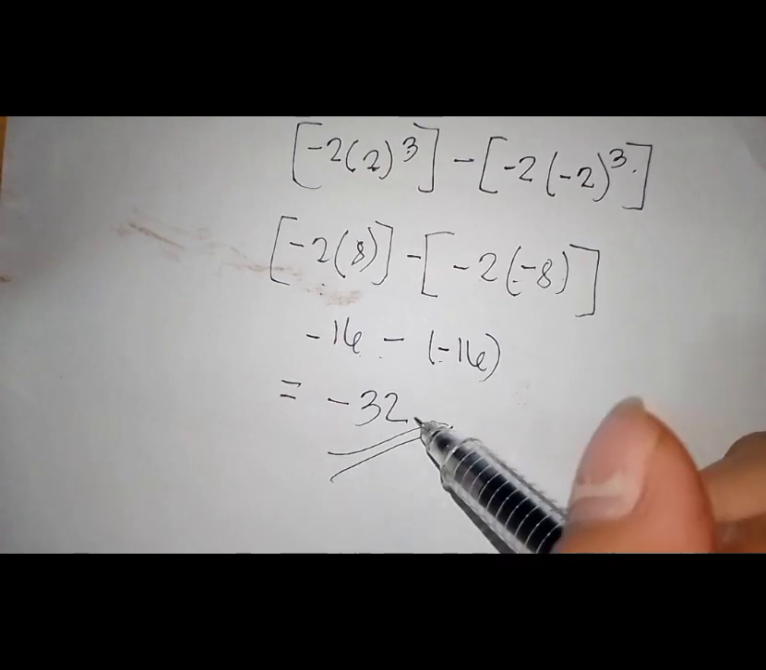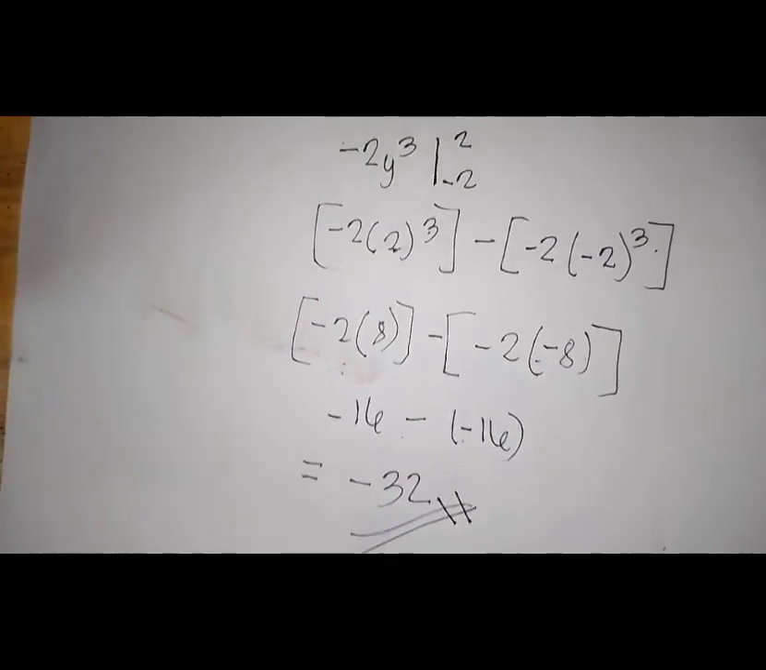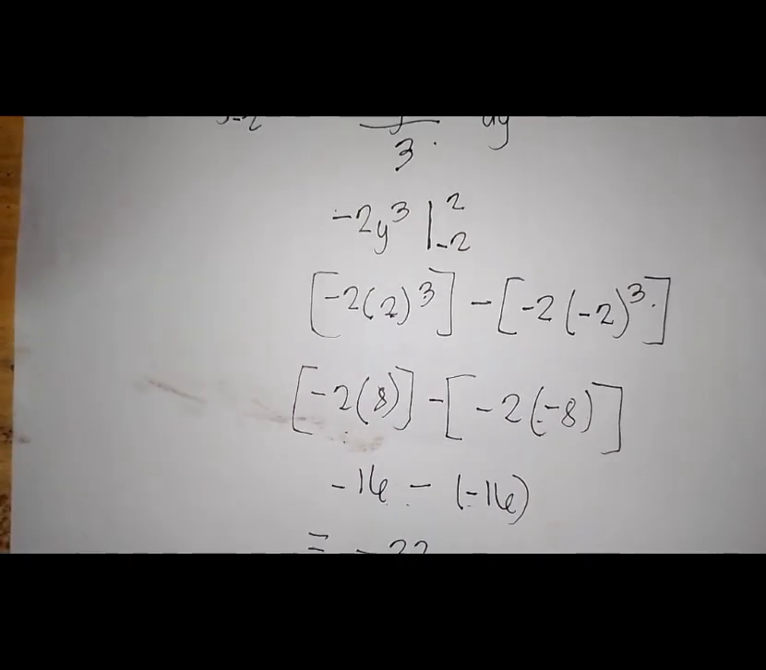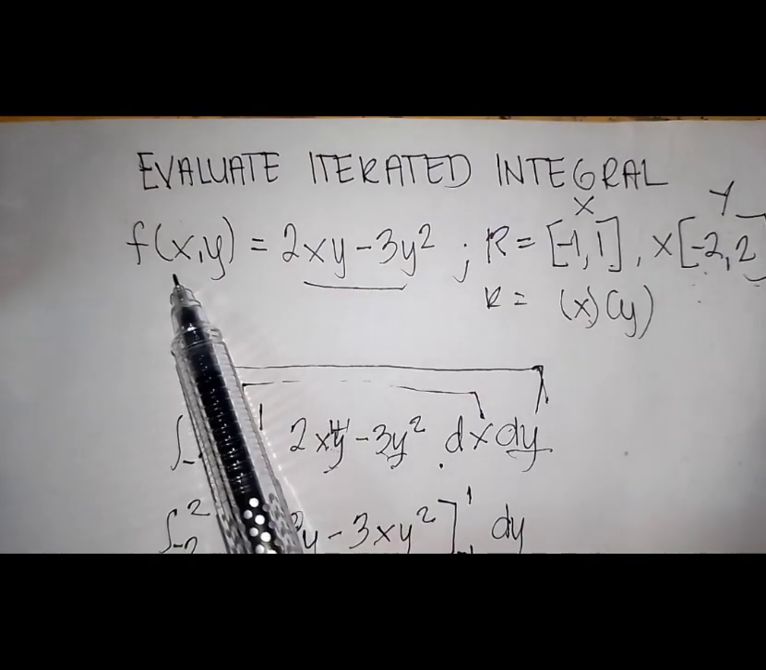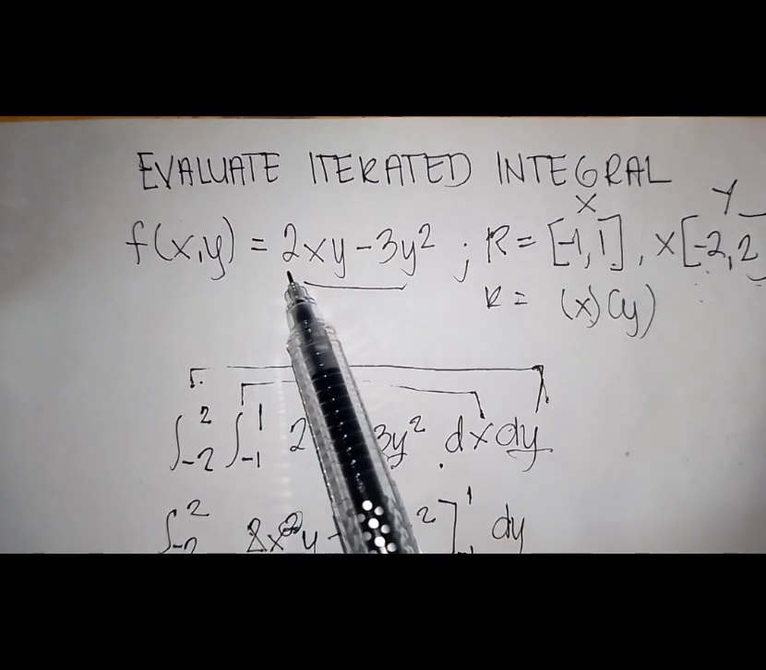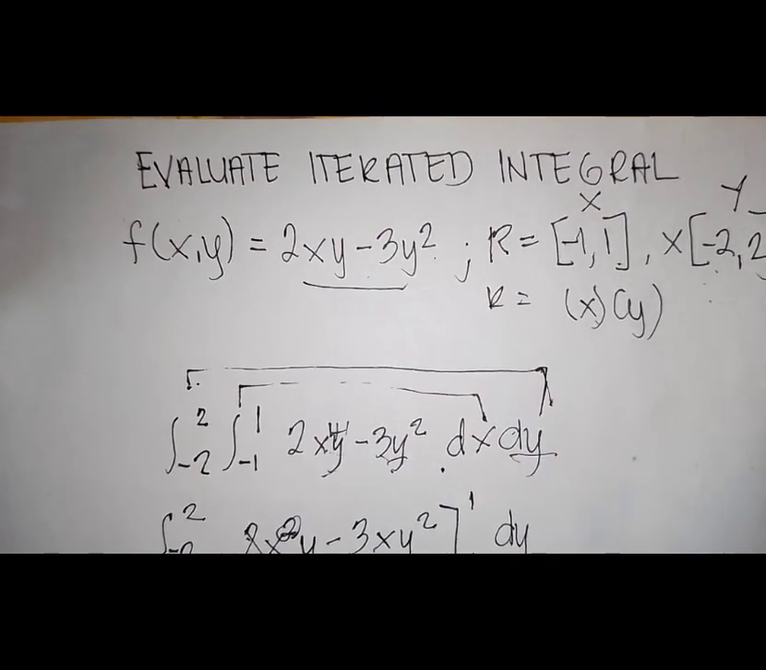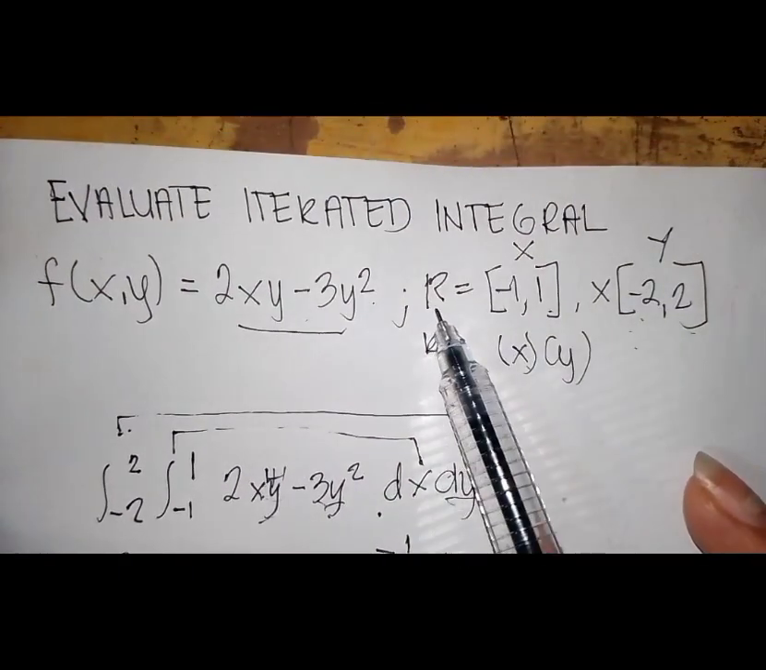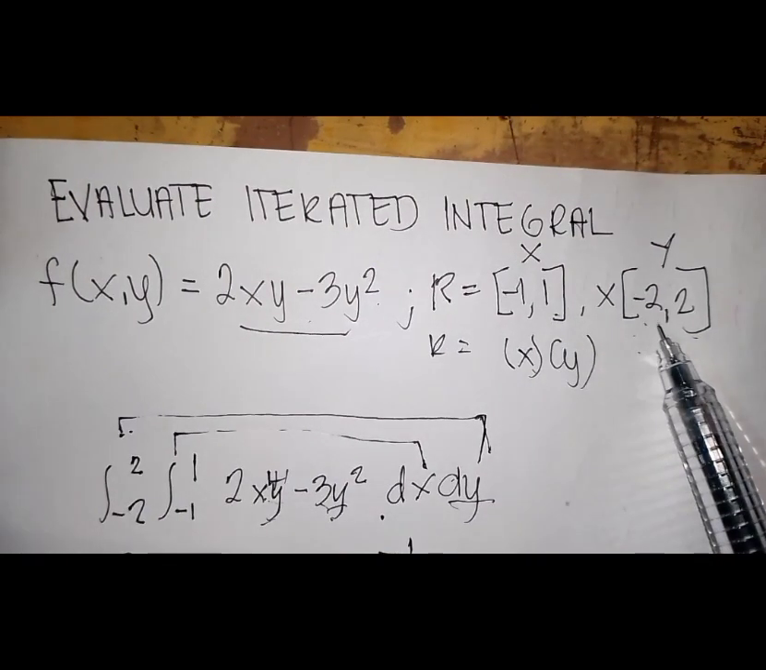So this is now our answer in evaluating the iterated integral over a rectangular region, with the function f of x, y equals 2xy minus 3y squared, over the rectangular region of negative 1 to 1 by negative 2 to 2.